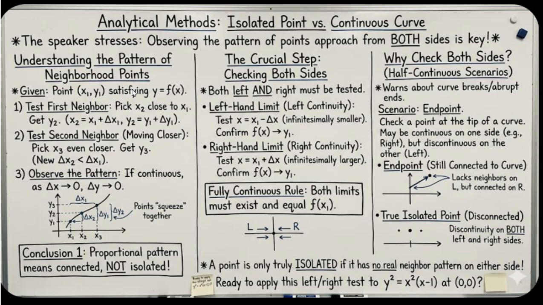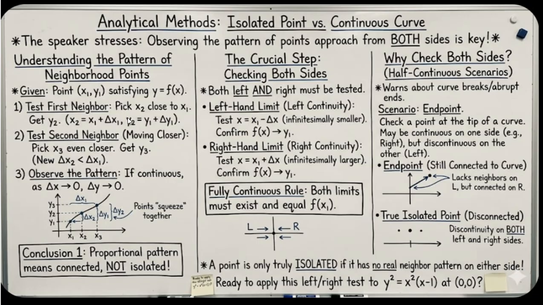How to check it? Very simple. Alone means there are no neighborhood points, or isolated means isolated points. There are no neighborhood points on the left side or right side which satisfy the equation of the curve. How can we say that? Very simple. Pick a point x2 very close to x1, by putting x2 equal to x1 plus delta x1. If you put it in that equation, you get y2, which should be equal to y1 plus delta y1.